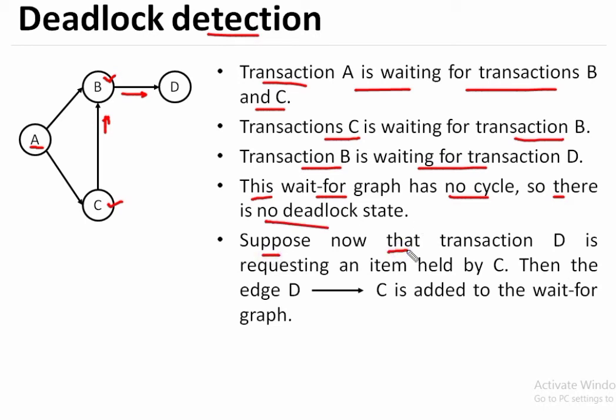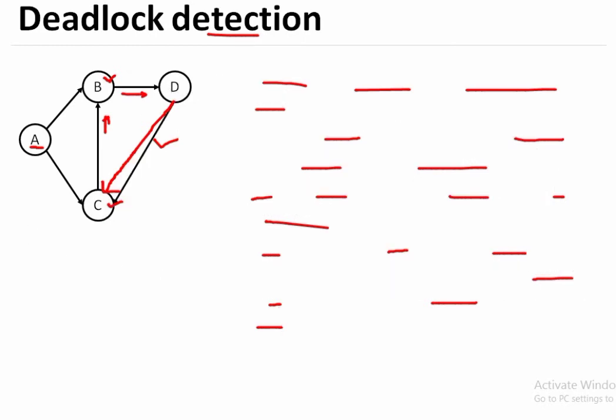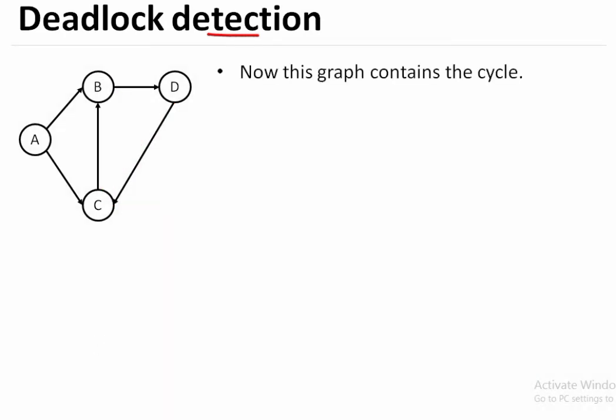Suppose now that transaction D is requesting an item that is held by C. So if transaction D wants to process on the data item that is already held by C, then the edge from D to C is added to the wait-for graph. So it becomes something like this when we draw the arrow from D to C. So here is the figure that we have drawn.